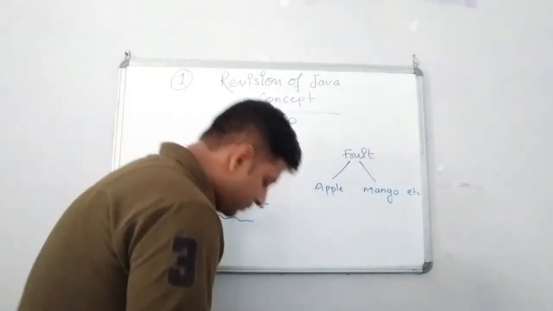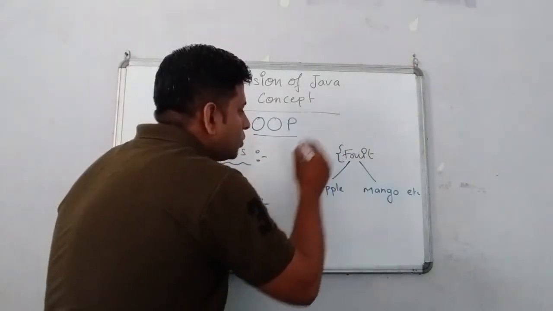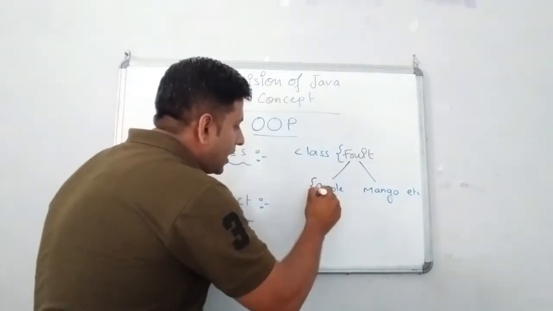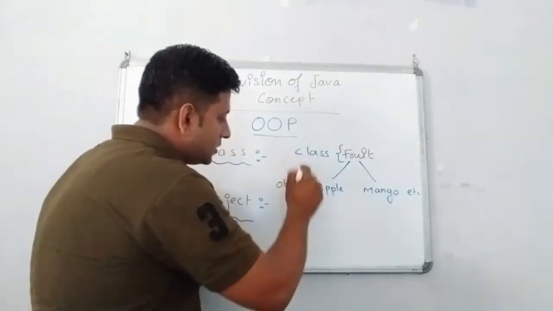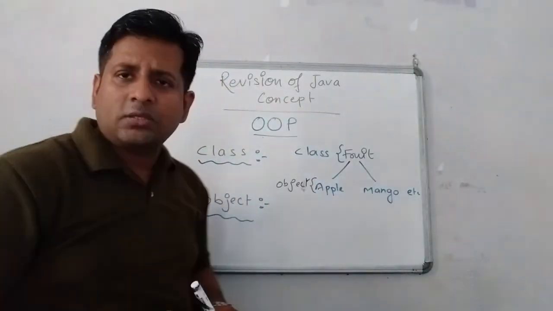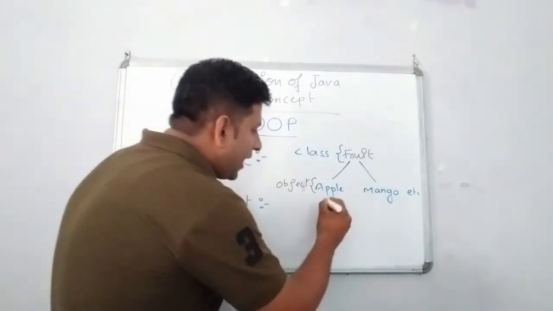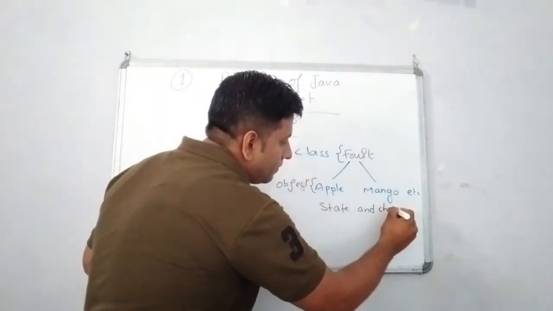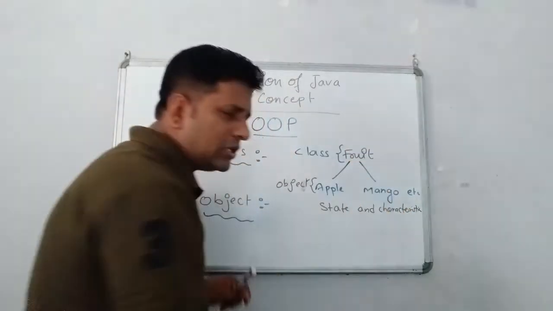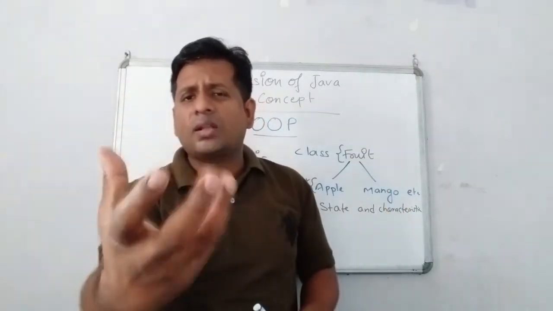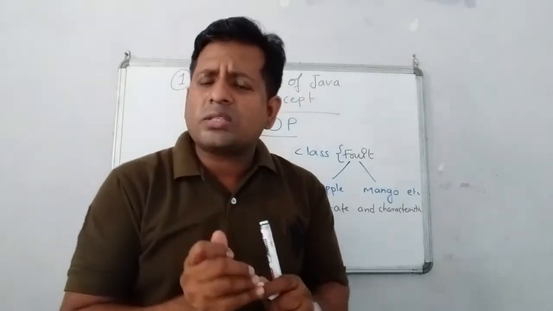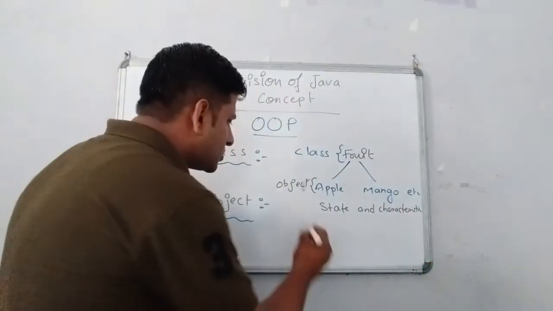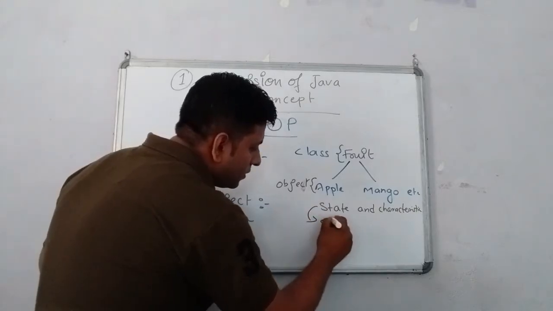So children, this we call as class. Okay, and this part we call as object. So you will find one common thing between the objects. These objects have different states and characteristics. Have you noticed? The shape, the size, the color, the taste, everything is different. In the same way, a single class can have multiple objects and each object will possess a different state and characteristic.